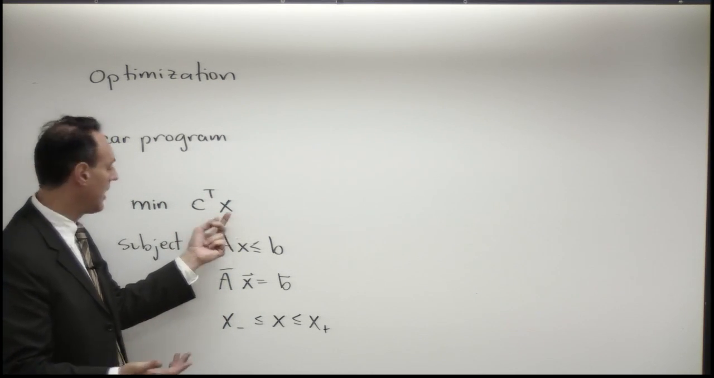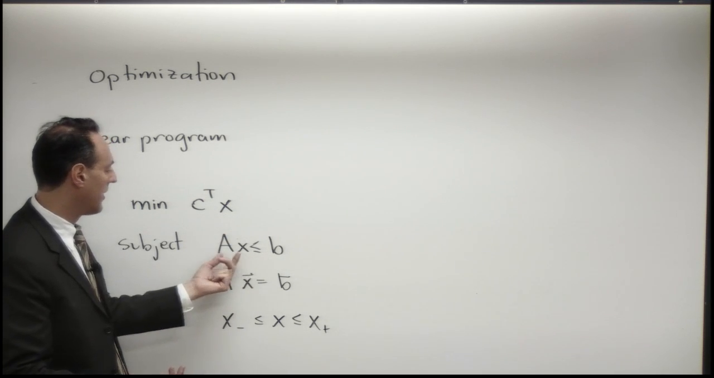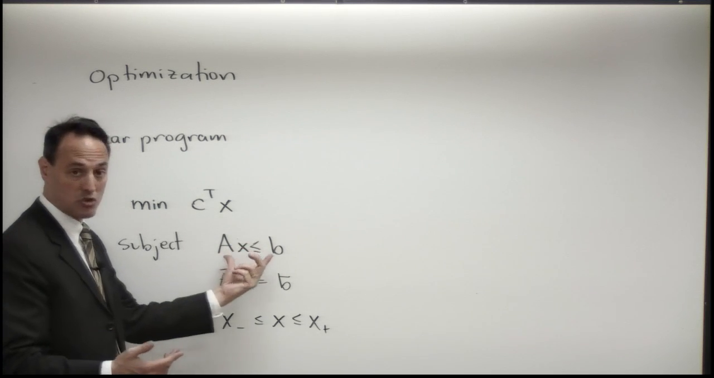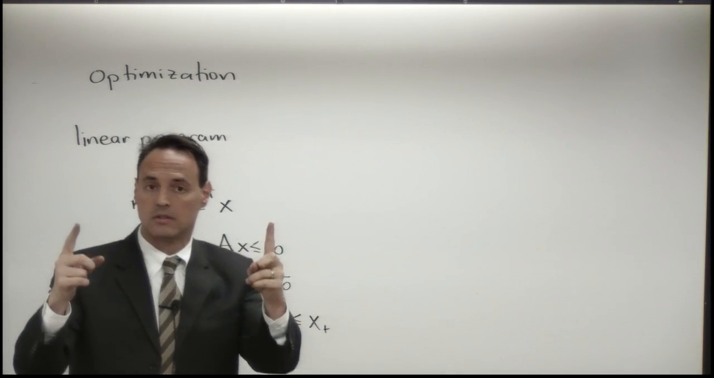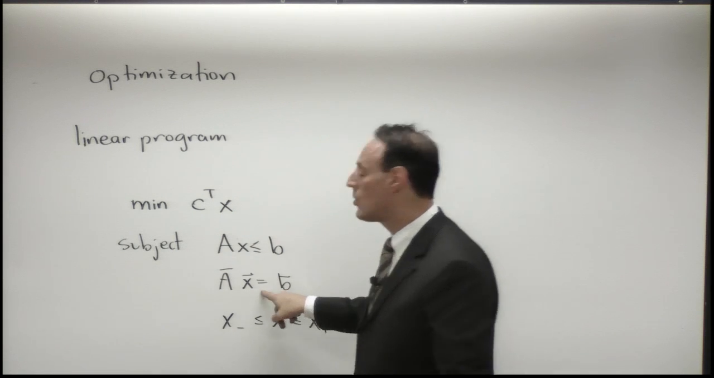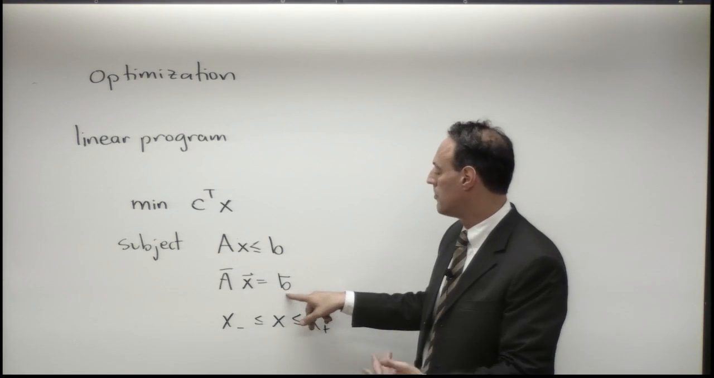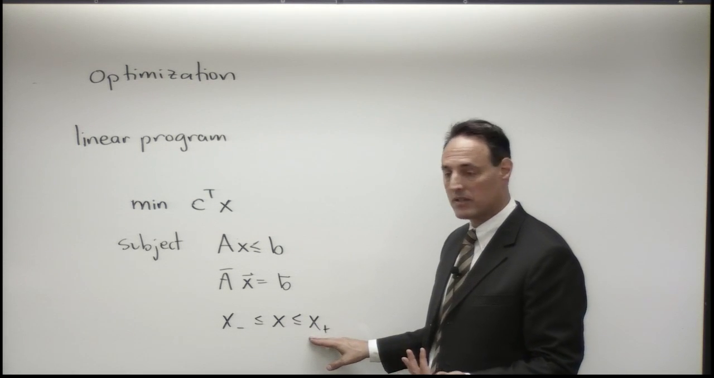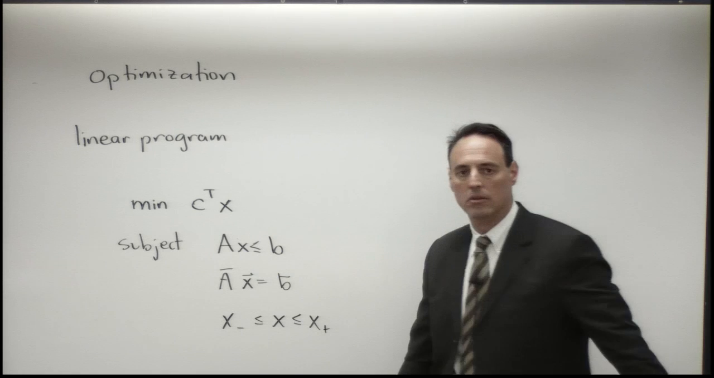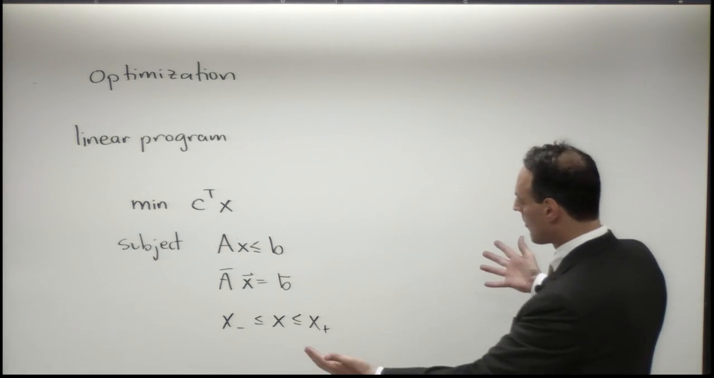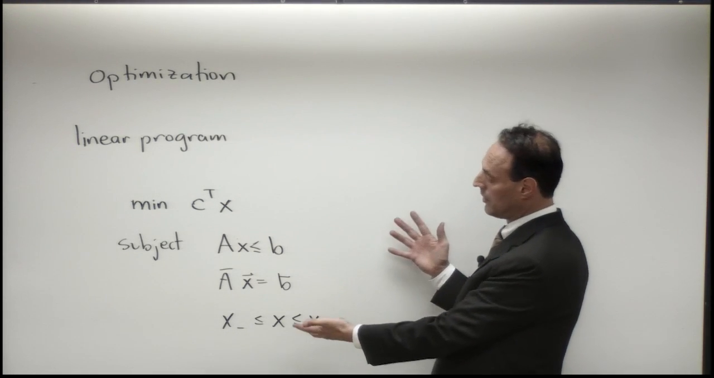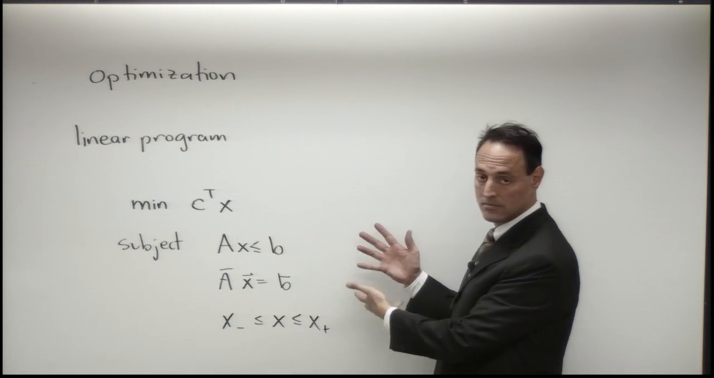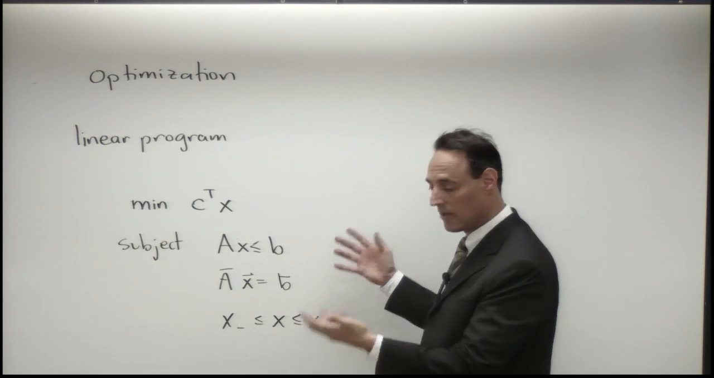But I can't just pick any values I want here. I also have the fact that A times x is less than b. So there's some constraints here that are inequality constraints. I also have equality constraints. A hat x equals b hat. And then I also have constraints on x. x has to be within some values. So this is a very general framework. You can solve all linear problems basically with this framework. So if you have a linear problem, linear programming is for you. It's going to find you the best solution.